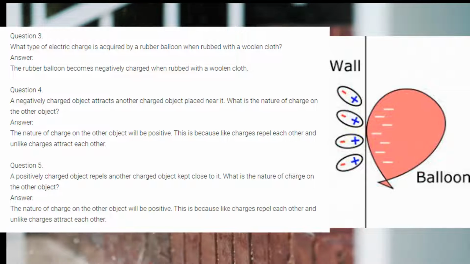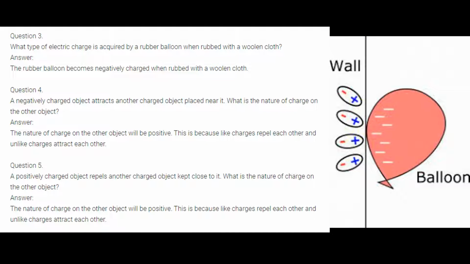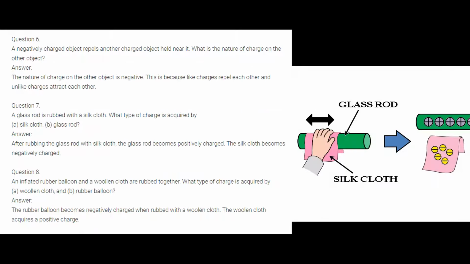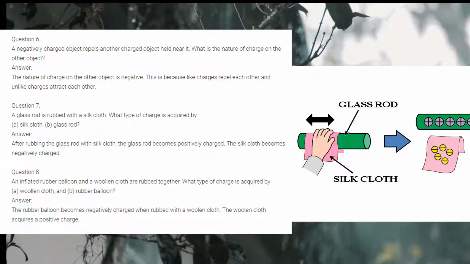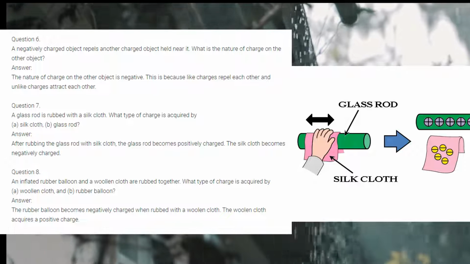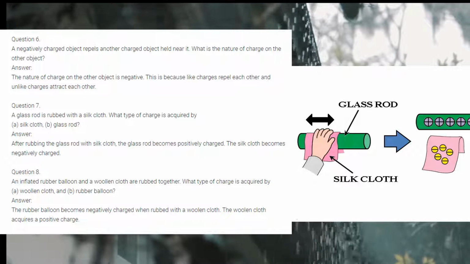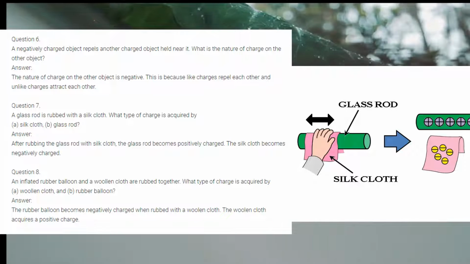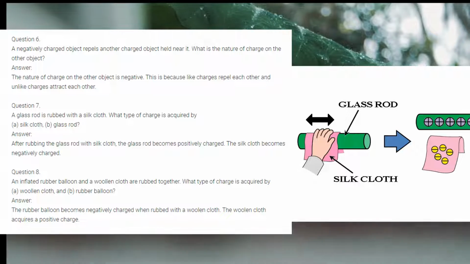Question 5. A positively charged object repels another charged object kept close to it. What is the nature of charge on the other object? Answer. The nature of charge on the other object will be positive. This is because like charges repel each other and unlike charges attract each other. Question 6. A negatively charged object repels another charged object held near it. What is the nature of charge on the other object? Answer. The nature of charge on the other object is negative. This is because like charges repel each other and unlike charges attract each other.